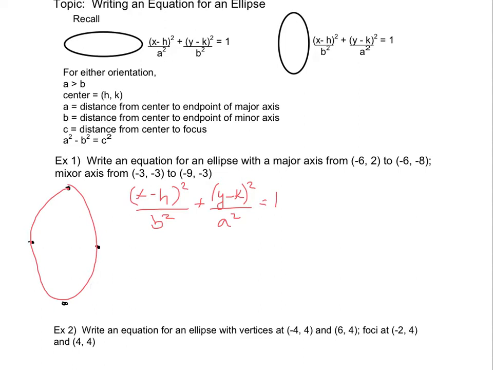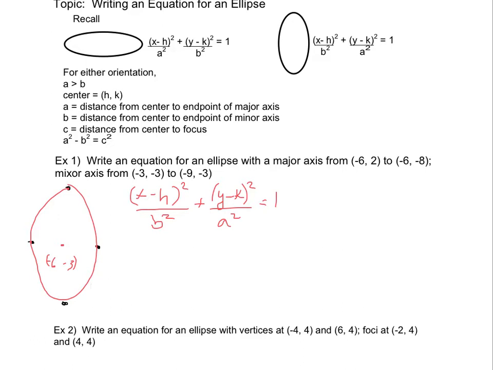So my center should be right in here. Well, notice that it lines up with my minor axis. So if they're in line together, they must have the same y value. So I must have a y value of -3. I notice I'm also in line here. So these are all on the same vertical line, meaning they all have the same x value. Well, my major axis has x values of -6, so my center must be -6, -3.